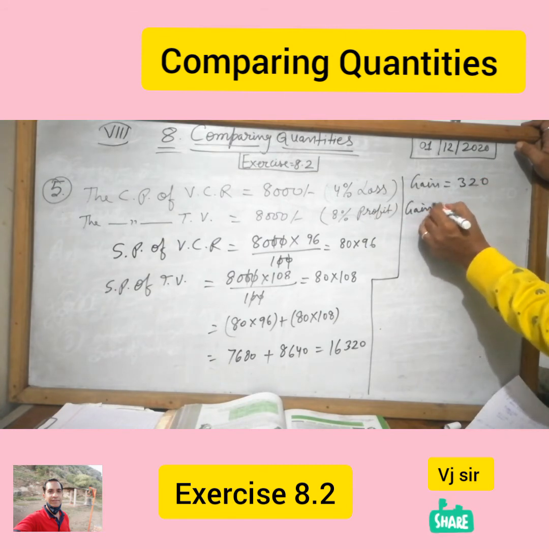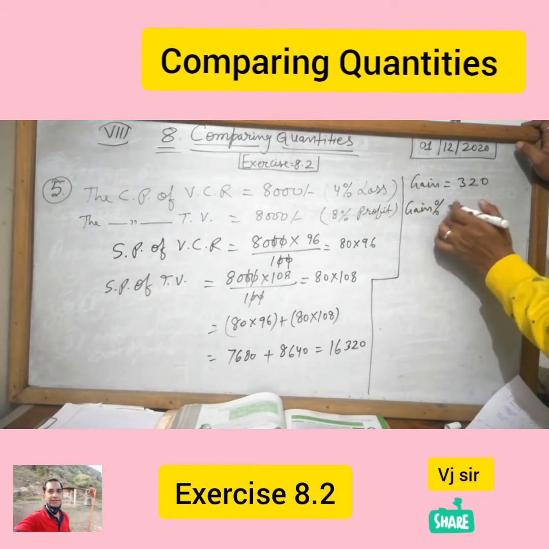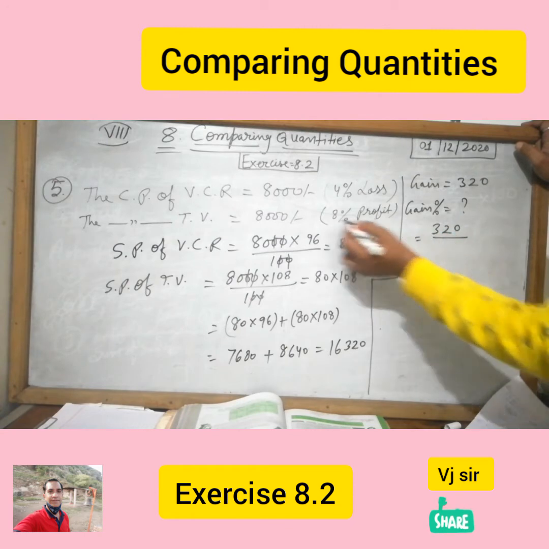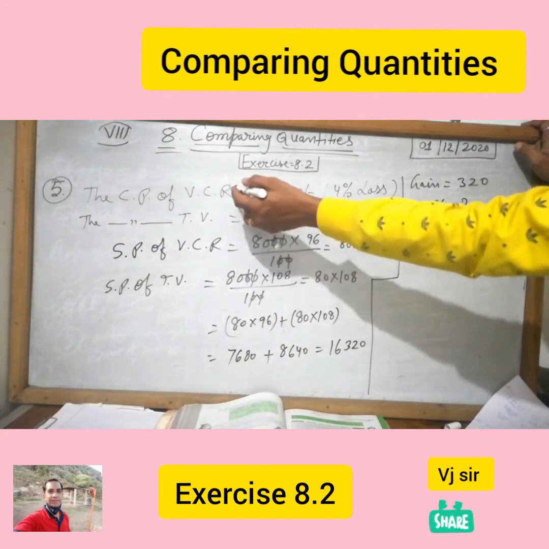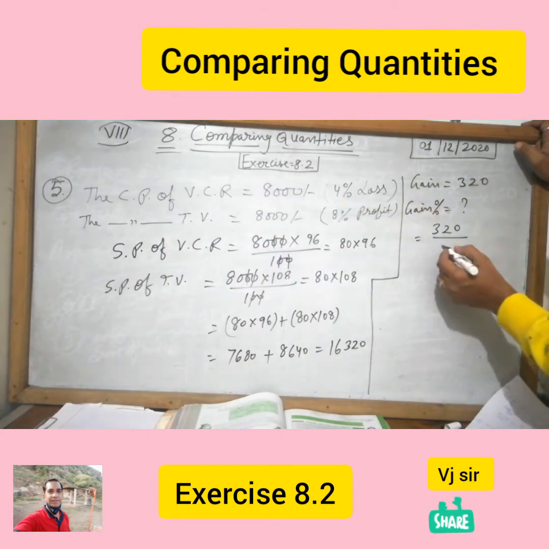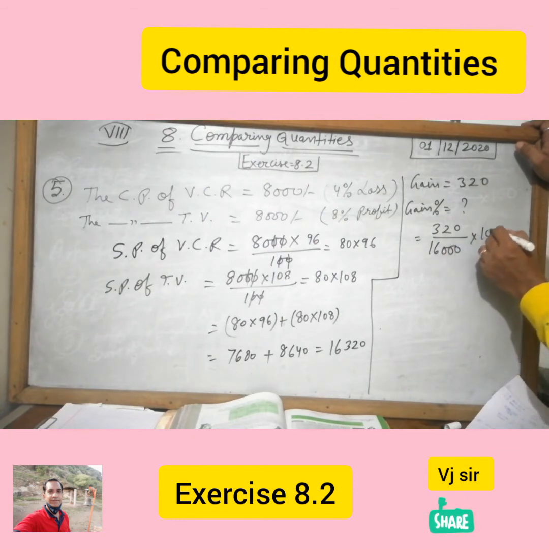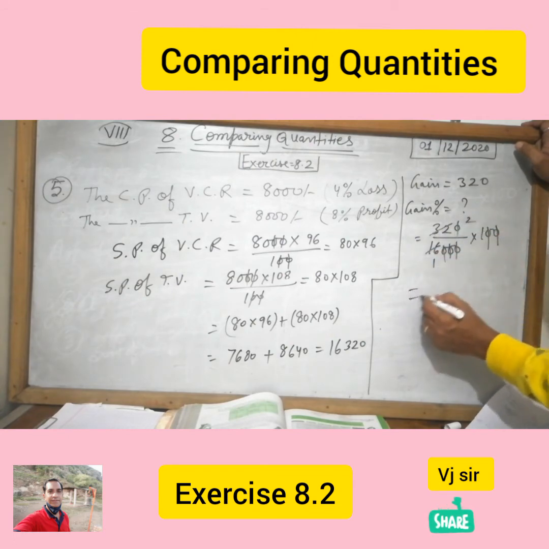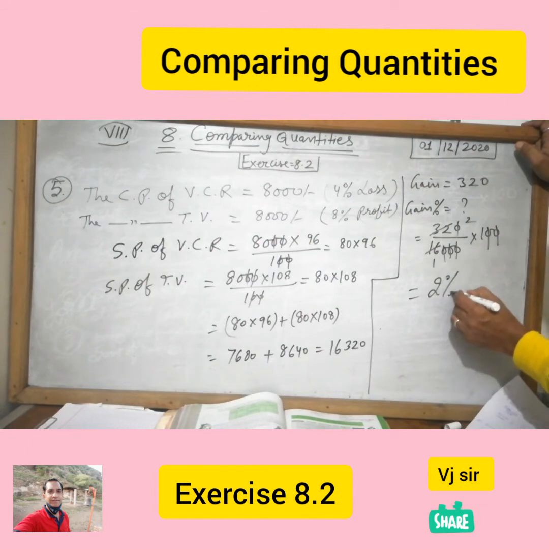So gain percent means you have to find out the gain percent, meaning 320 out of 8,000 plus 8,000, the total cost price, which will be 16,000, multiplied by 100. 0 is cancelled by 0. 16 under 16, 16 to the 32. So 2% gain. Gain means profit.